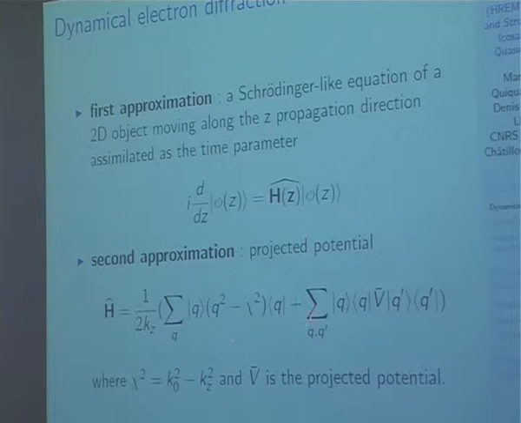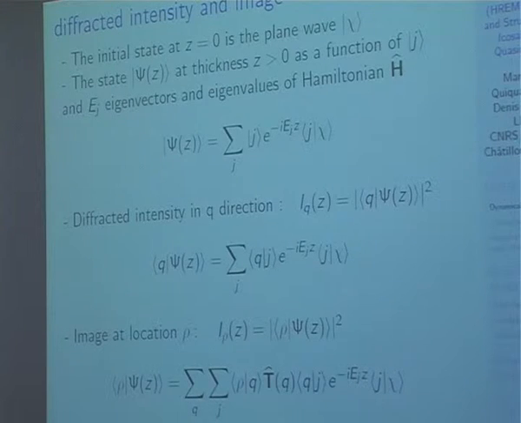Here you have the diagonal elements of the Hamiltonian that correspond to the kinetic energy that diverges with the large Q term. On the right, you have the limited diffraction terms that correspond, in the case of a crystal, to the standard structure factor formula. So now we describe the diffracted intensity and the intensity of the image.